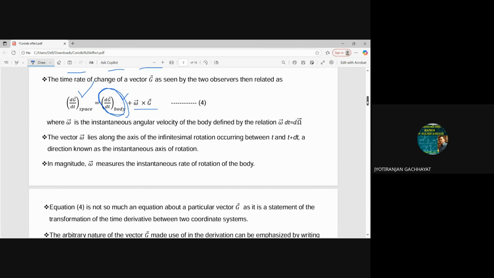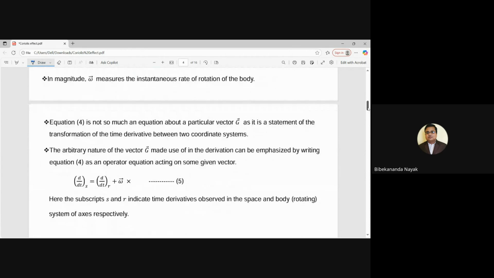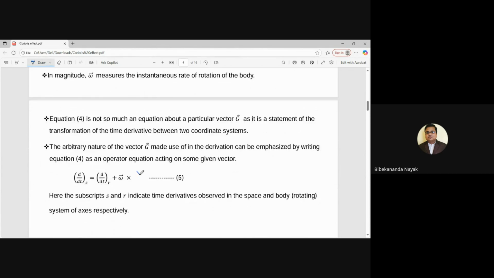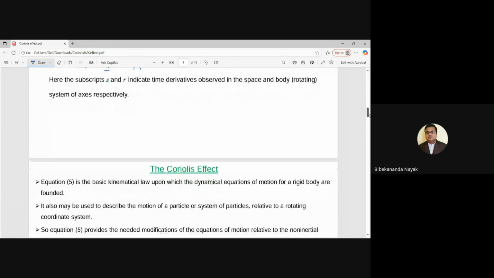Hello? G is any vector. We take any vector G, and we can write this formula like this, with space and rotating, and omega. If you write A here, we write A everywhere. If you write force, or velocity, you write V everywhere. G is any vector. So this relation. Then we come to the Coriolis effect.